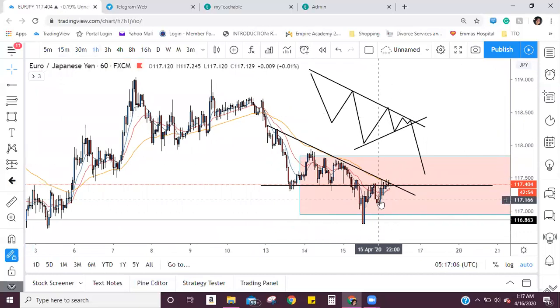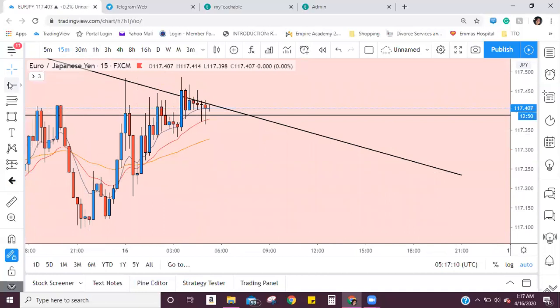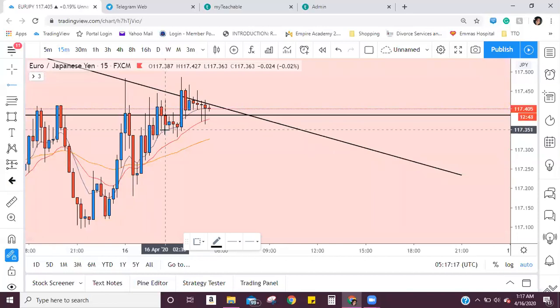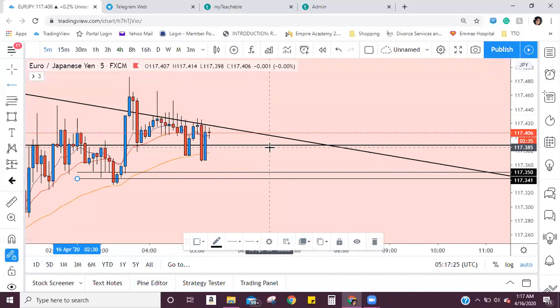I think to confirm it, if you guys want to wait to confirm, that's perfectly fine. Remember, all these videos are posted live. This is happening right now. So once we get a candle closure below 117.350, a big bearish candle closure below 117.350, at that price point is when we look to sell.